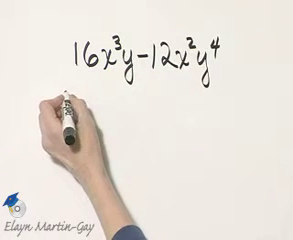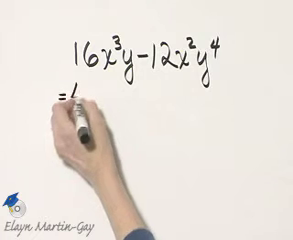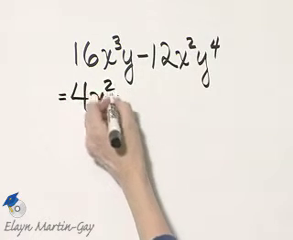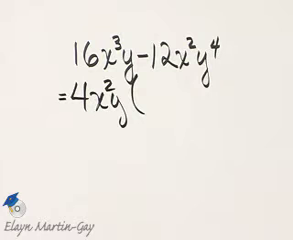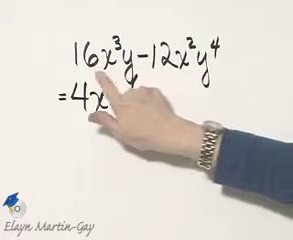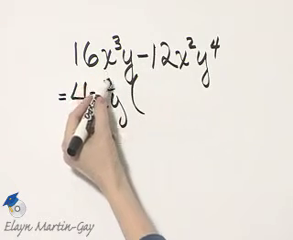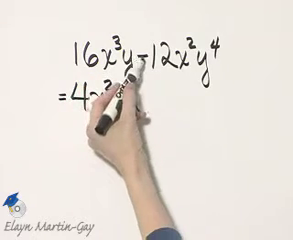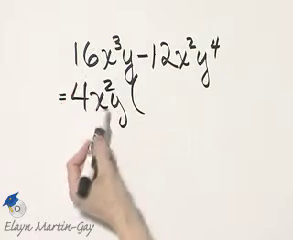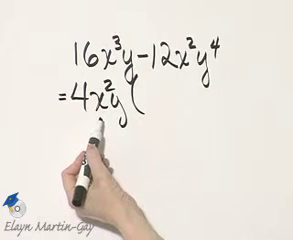So what is our greatest common factor? It is 4x squared y. I'll factor that common factor from each of these terms. Now, if you'd like, it's a division process. So you can ask yourself, what is 16x cubed y divided by 4x squared y?